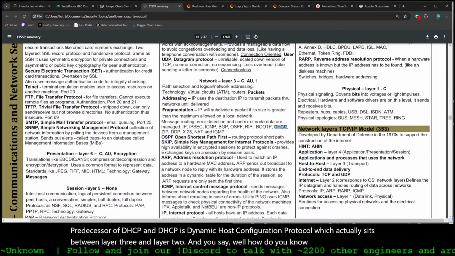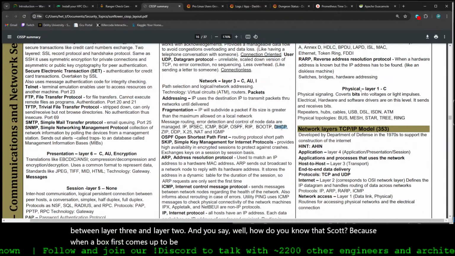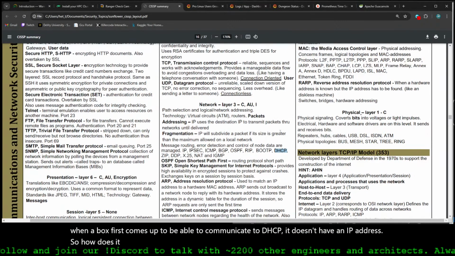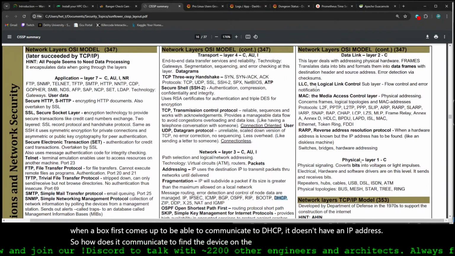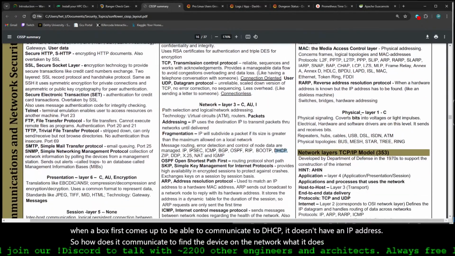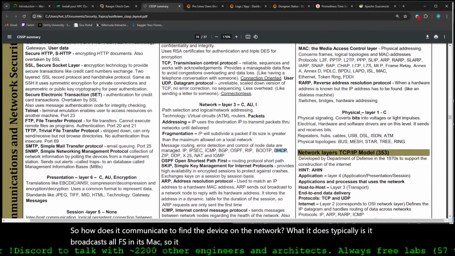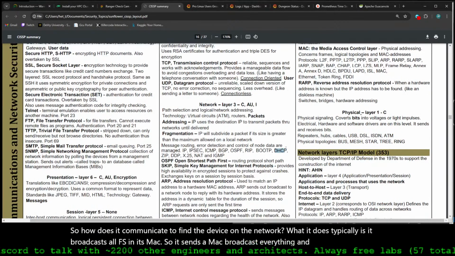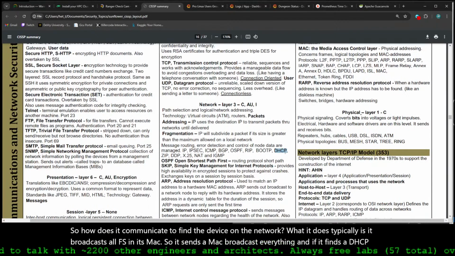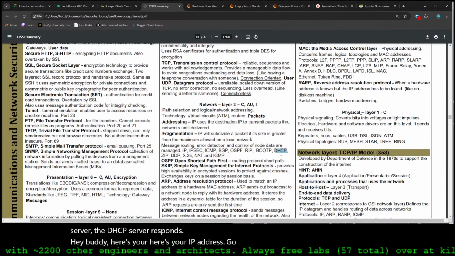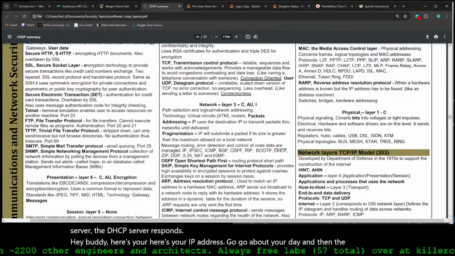Because when a box first comes up, to be able to communicate to DHCP, it doesn't have an IP address. So how does it communicate to find the device on the network? Well, what it does typically is it broadcasts all Fs in its MAC. So it sends a MAC broadcast to everything, and if it finds a DHCP server, the DHCP server responds and says, hey buddy, here's your IP address. Go about your day. And then the system configures itself and all that good stuff.